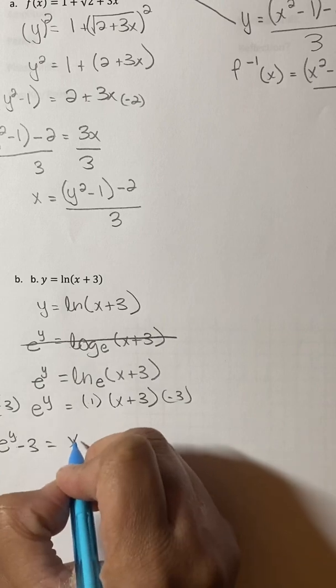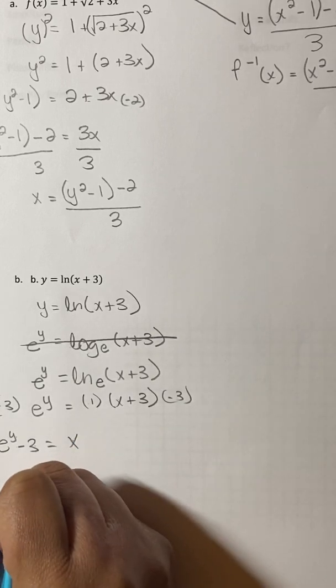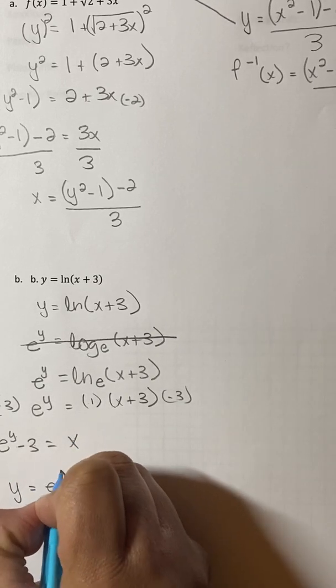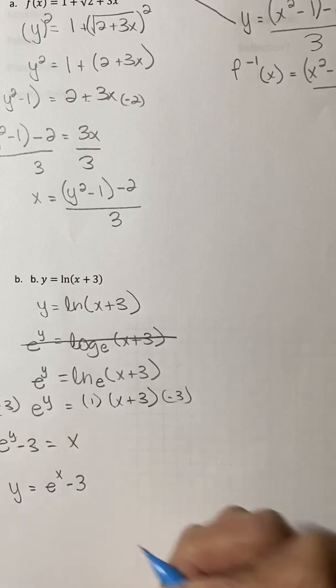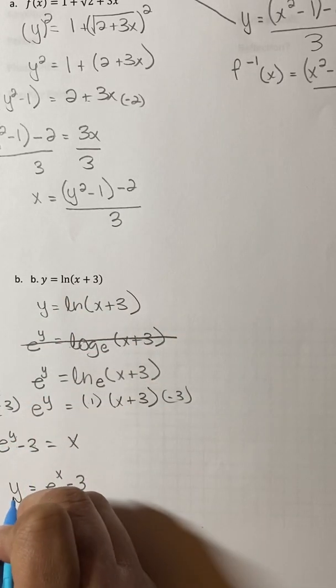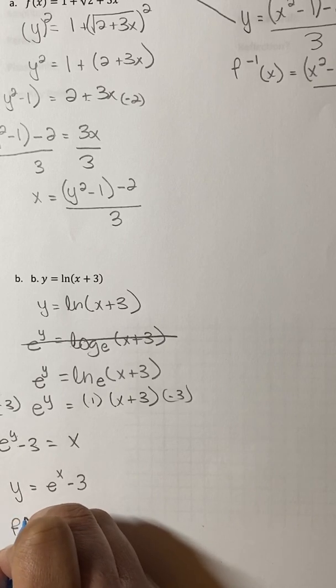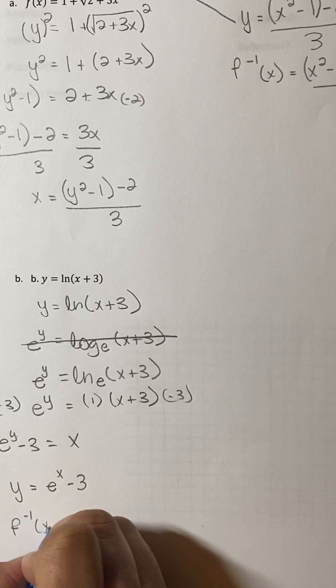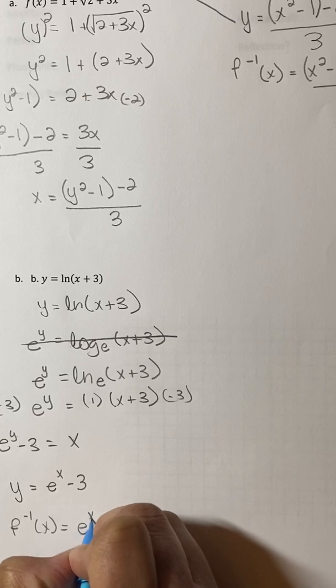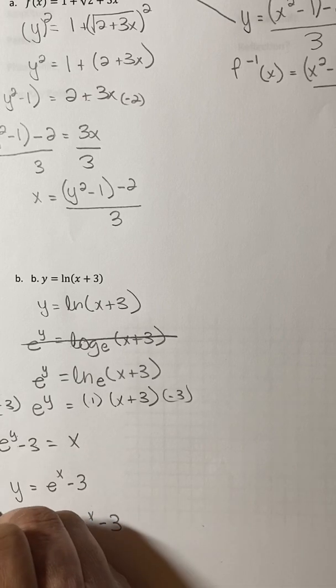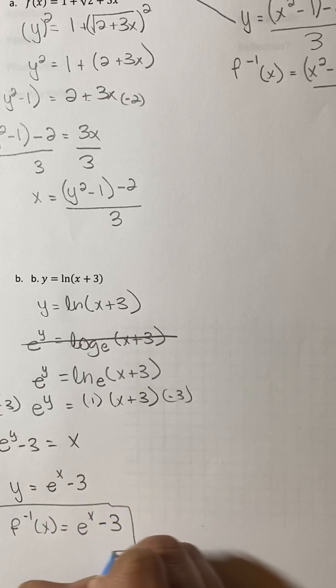Because it's an inverse, we have to change that back to y equals e to the x minus 3. So now that we have our y in the correct place, we can turn it into an inverse function. So it's the inverse of x equals e to the x minus 3. That is your problem solved.